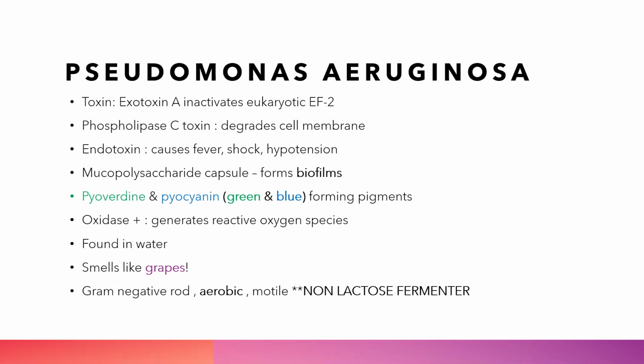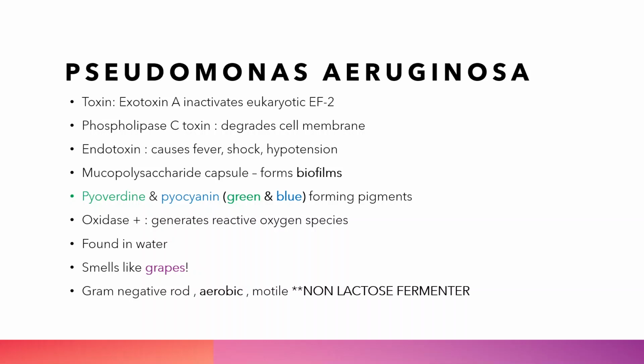So Pseudomonas aeruginosa, the toxin here, is exotoxin A. Exotoxin A also inactivates eukaryotic elongation factor 2. It also contains phospholipase C toxin. This will degrade the cell membrane. It also has endotoxin, which is responsible for fever, shock, and hypotension.